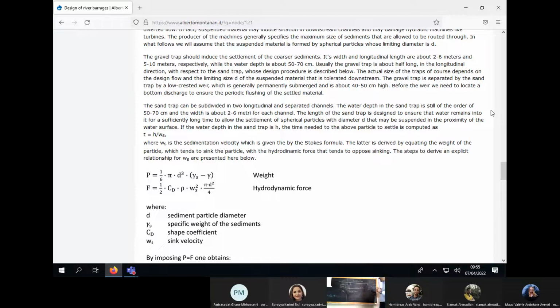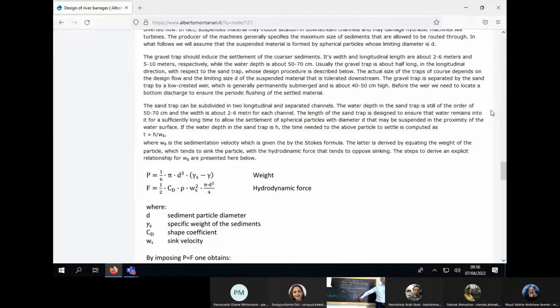Now, how can I compute the velocity of water in the sand trap, to make sure that I don't exceed the values 0.05, 0.15 meters per second? The velocity, let me call it V, can be computed in this way. It's the design flow divided by the width W times H. So you divide the design flow by the transversal area.